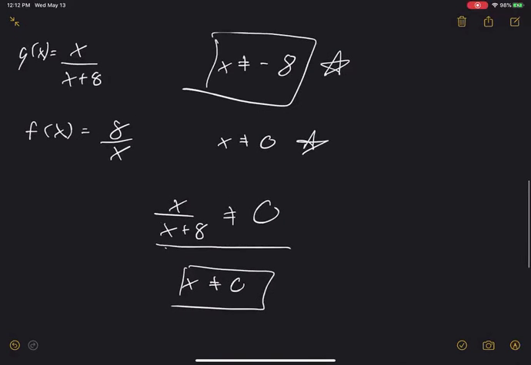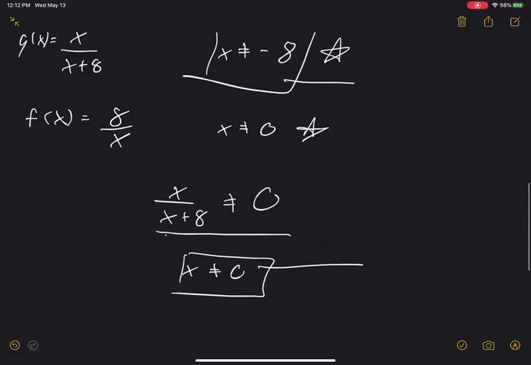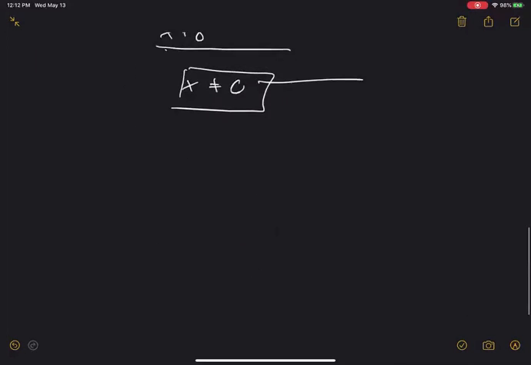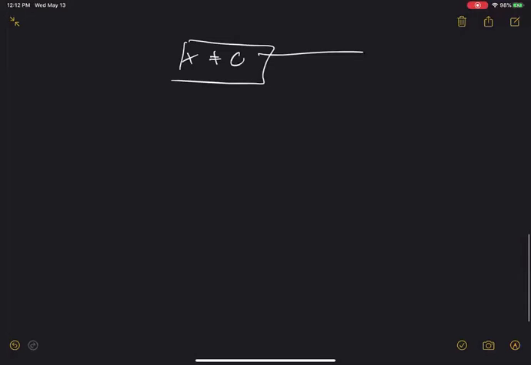So we have these two conditions. x cannot be equal to negative 8, and x cannot be equal to 0. Okay. So our domain is going to be everything except negative 8 and 0. So we would write that like this.